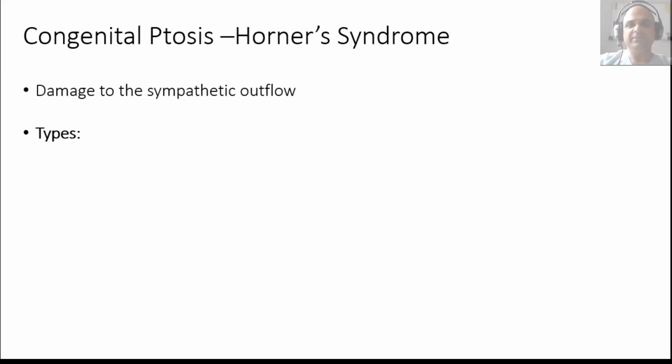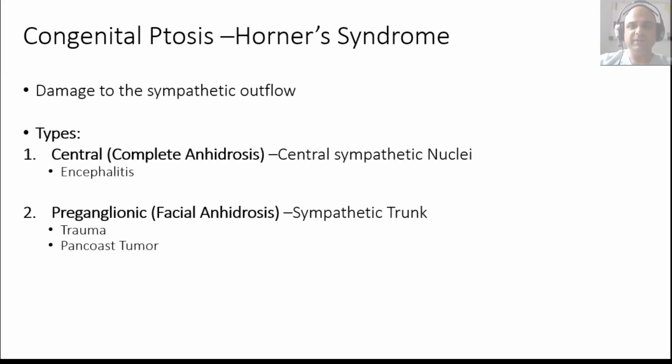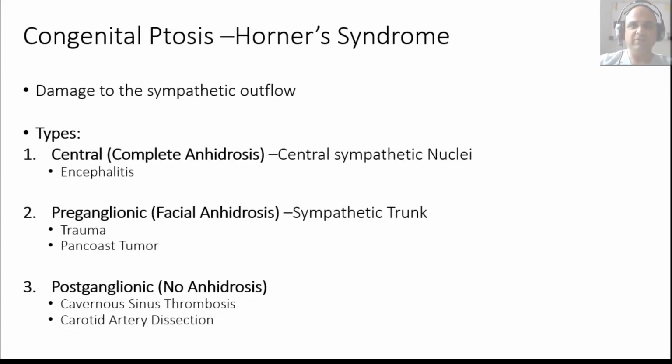So Horner syndrome can be central, it can be preganglionic, and it can be postganglionic. A central Horner syndrome is when there is something wrong with the central sympathetic nuclei, and this would cause anhidrosis that is complete all over your body.